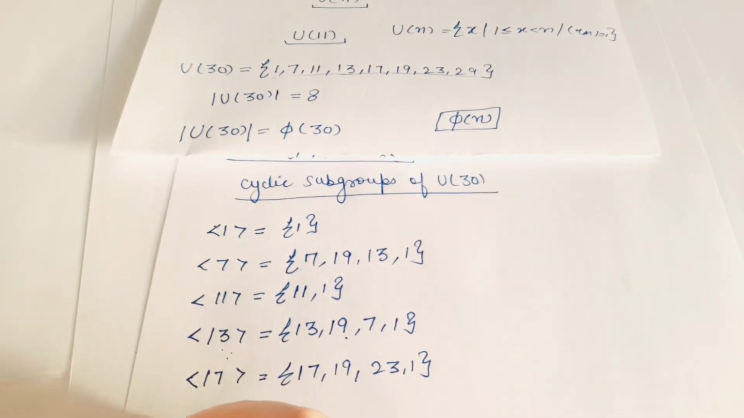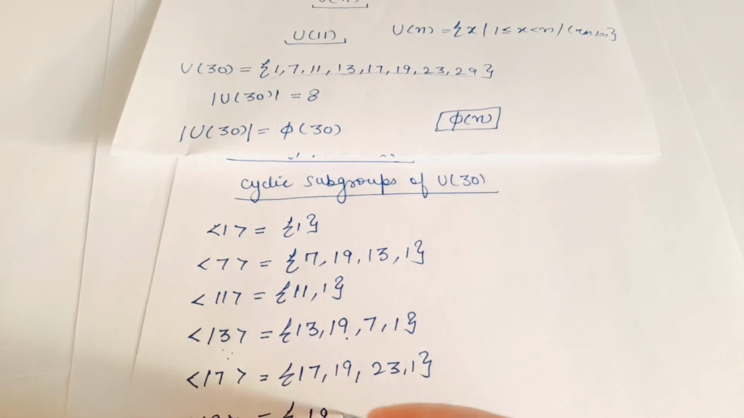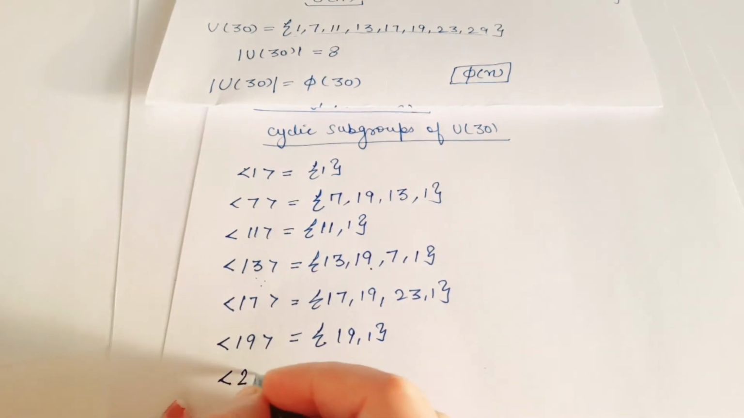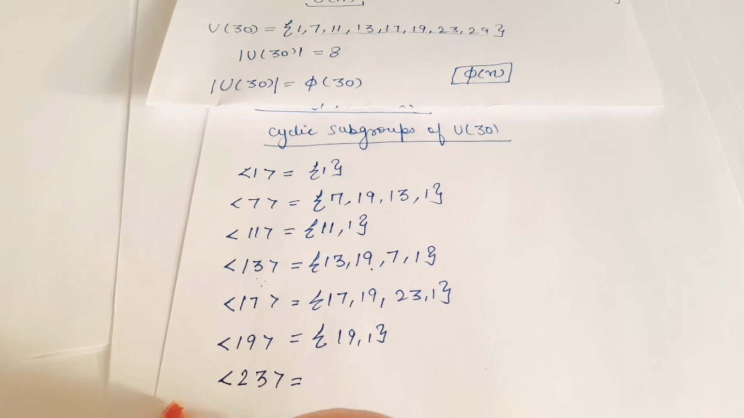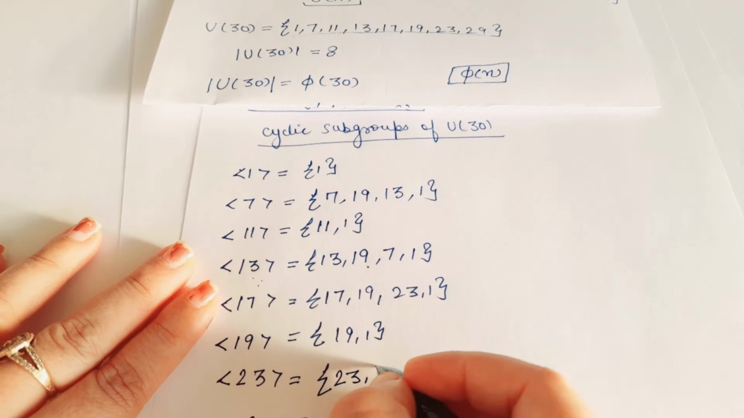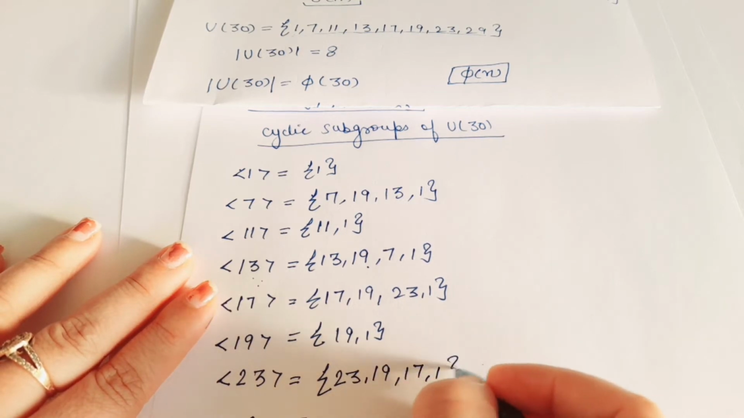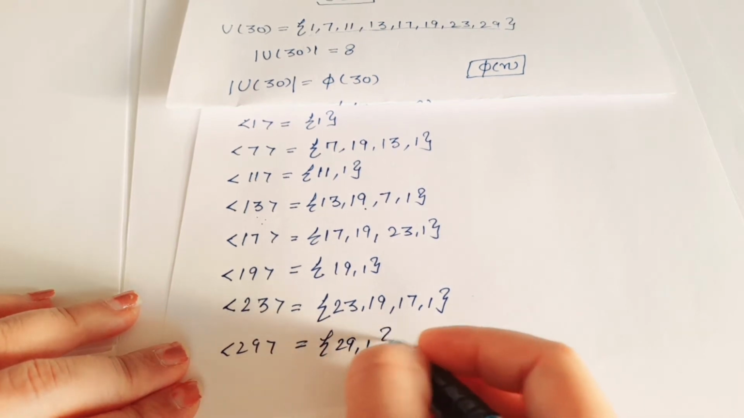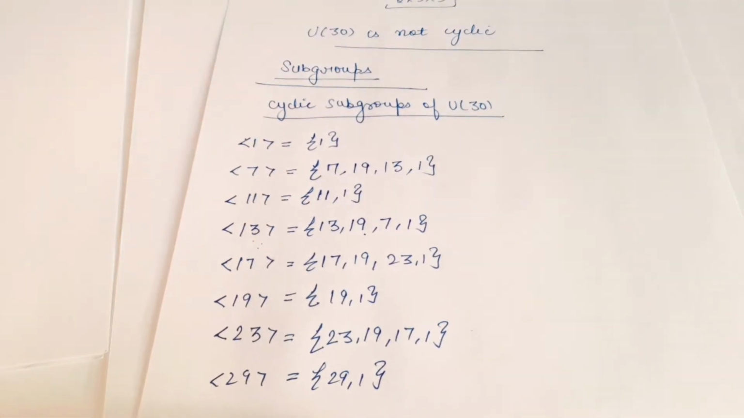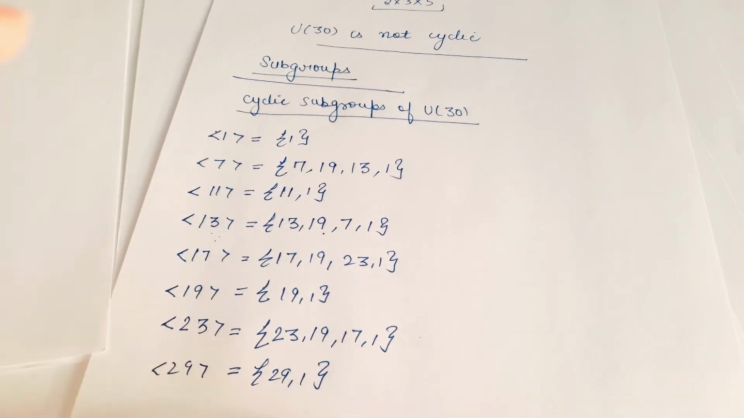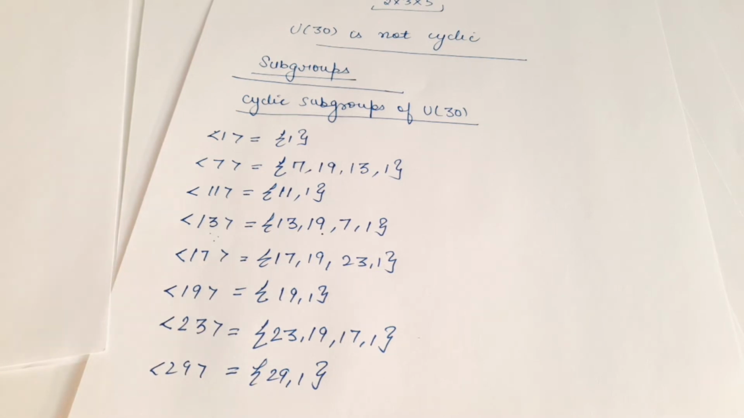Okay, subgroup generated by 19 is 19, 1, and subgroup generated by next element is 23 and next is 29. Subgroup generated by 23 is 23, 19, 17, 1, and subgroup generated by 29 is 29, 1. Okay, so these are cyclic subgroups. Now you can tell order of these elements as well.